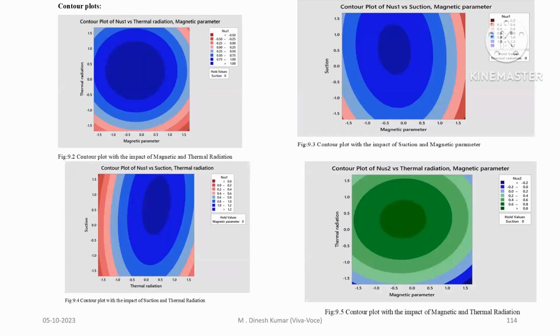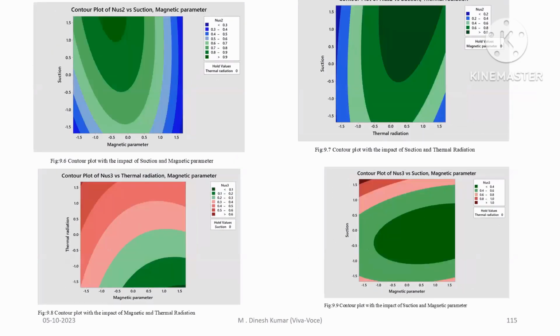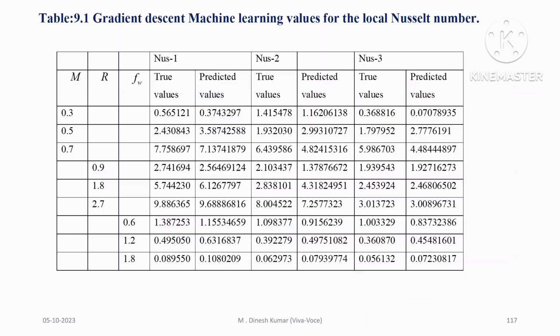These are the contour plots. The use of contour plots is that you can analyze, at a particular region, what the heat transfer rate is. These are the contour plots for the different dimensionless parameters. Up to now, I have shown the comparison of truth values and predicted values only in the form of graphs. Here, in the form of data, I am showing truth values and predicted values. You can see that they are almost similar.